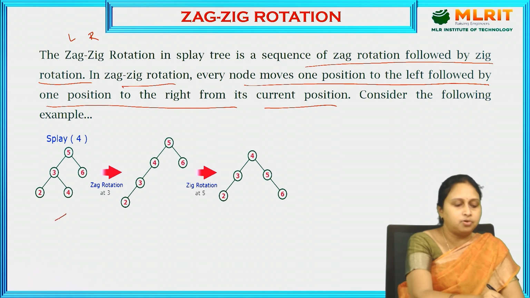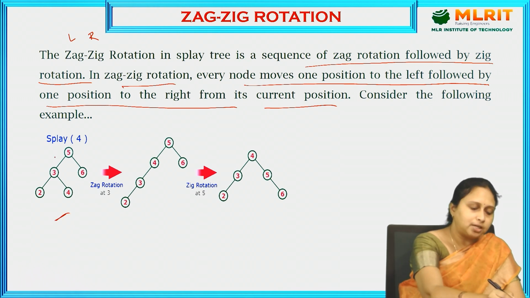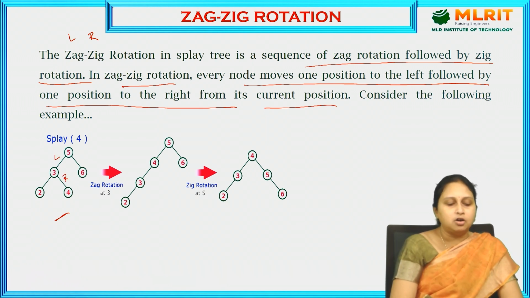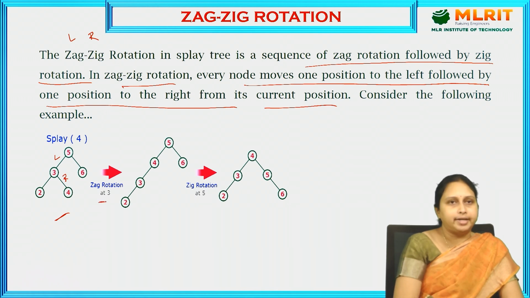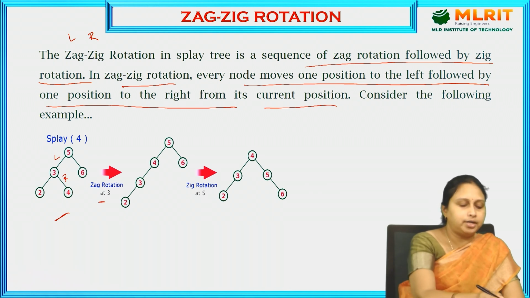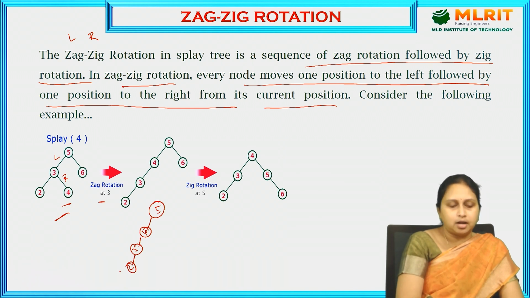This is the example we have. Now perform splaying on 4, the same. But here you have LR. Now first, which rotation do we need to perform? We need to perform the right rotation. When I do right rotation on this, what tree am I going to get? 5, 4, 3 and 2. This is the right rotation.